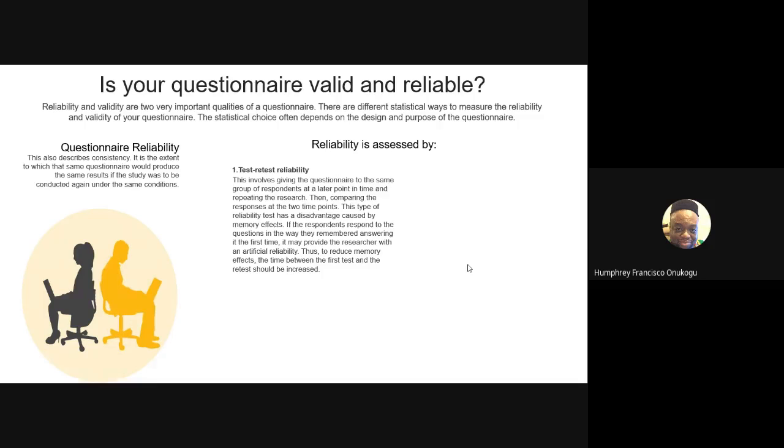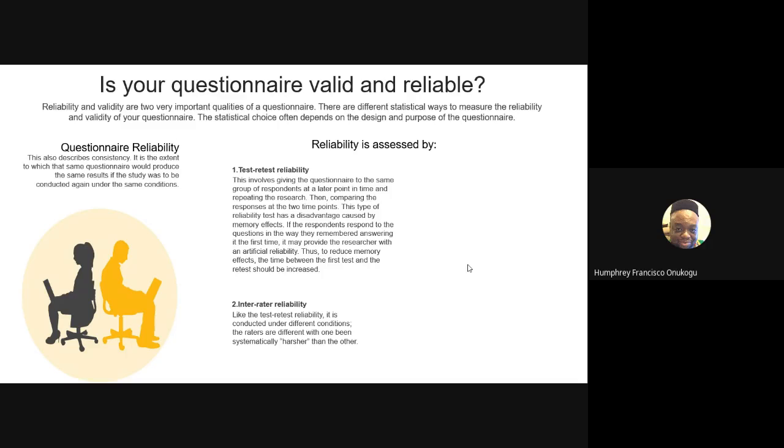If you are retesting something, you just give people a questionnaire to answer, and within a short time you come back. Human beings have a tendency of memorizing things very fast, especially when they are easy things. They will most likely give you an artificial reliability. But if you allow a sizable portion of time before administering it back in test-retest, it will help you to get a better result.